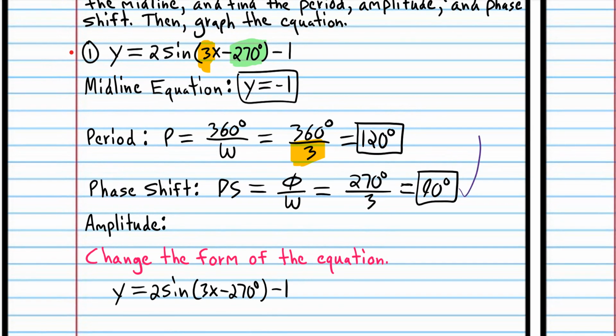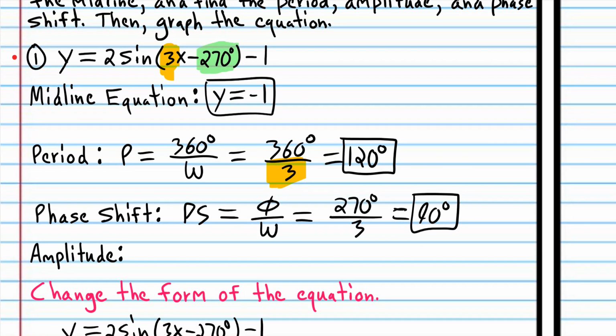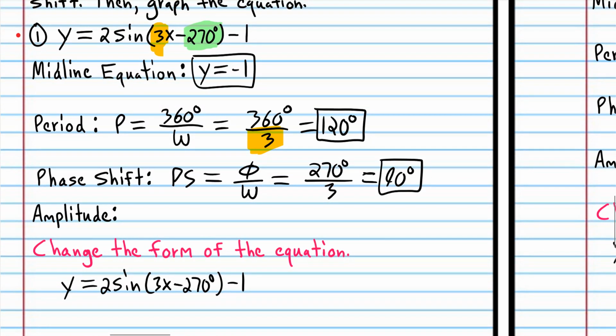But that's the exact opposite of what we see up here. We have a negative 270, so it became a positive phase shift. Why is that? Because remember, when you subtract something from x, you move to the right. It's the exact opposite of what you would think. When you subtract something from x, you move to the right. When you add something to x, you move to the left. We learned that in my intermediate algebra course.